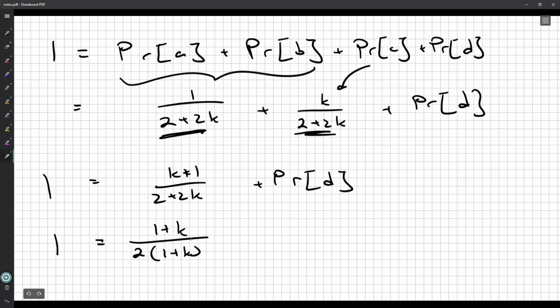The top has a 1 and a k added together. The bottom is 2 times the 1 and the k added together. So it doesn't really matter what k is. Okay, we can simplify it. So this whole thing is just 1/2.